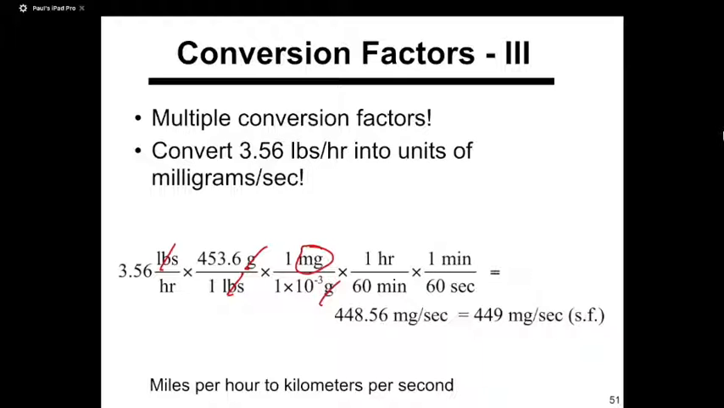I now will change my hour into minutes, and then minutes into seconds, and then I will have milligrams per second as the unit. To do this calculation, this number times that, divided by this, divided by that, divided by that, will get us our answer. This is the calculator version.